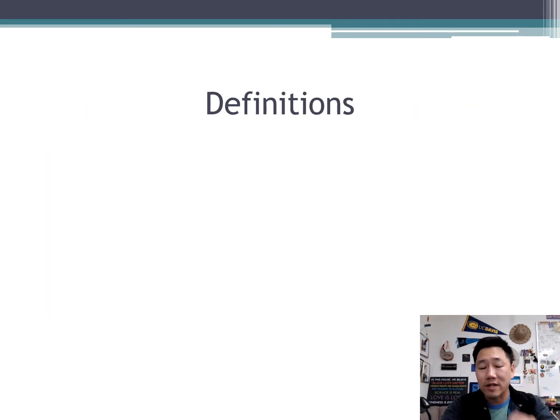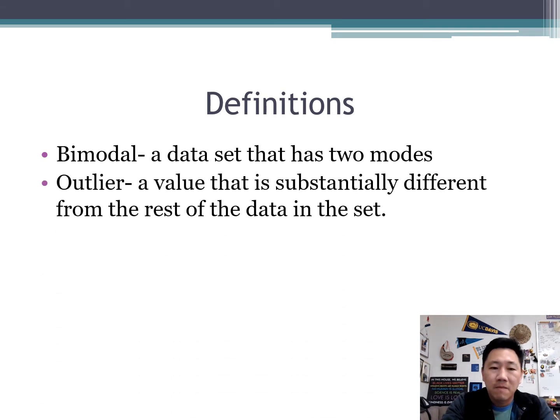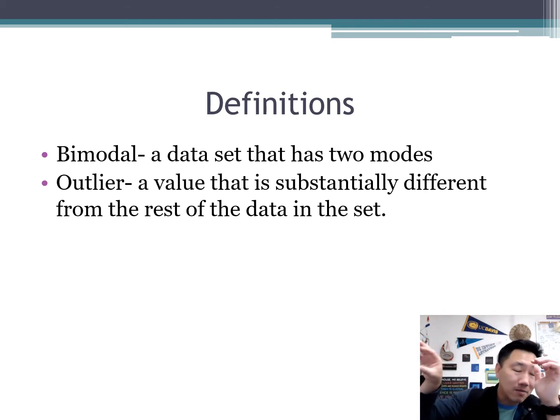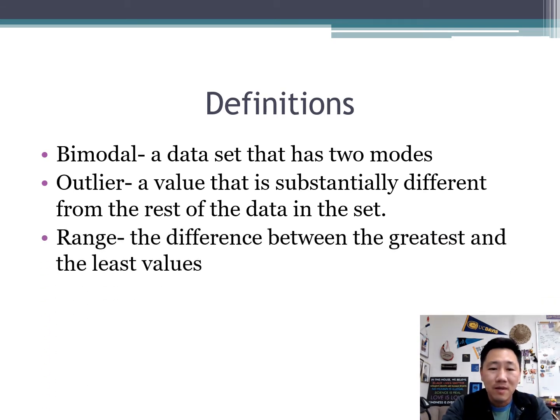All right, so we have some new definitions. Bimodal, that's when you have a data set that has two modes. An outlier is a value that is substantially different from the rest of the data in the set. So sometimes you have a set of numbers and they're all kind of related, and then there's one number that's way off. That is called an outlier. The range is just the difference between the largest number and the smallest number. And the way you find the range is just the large number minus the small number.